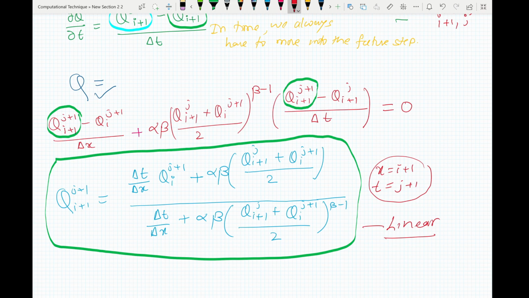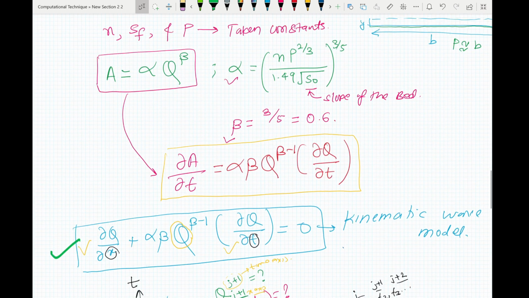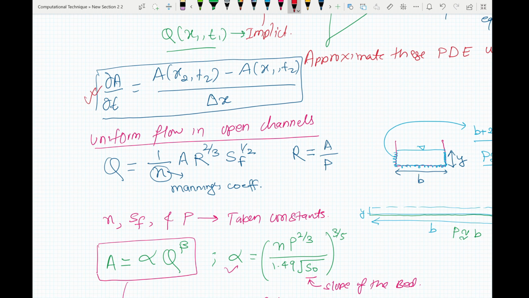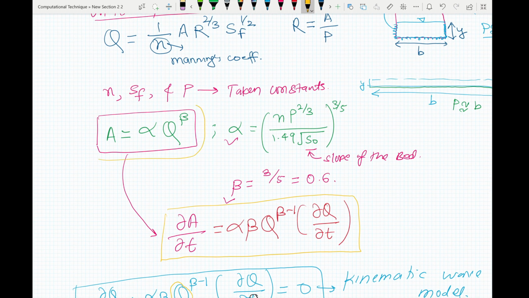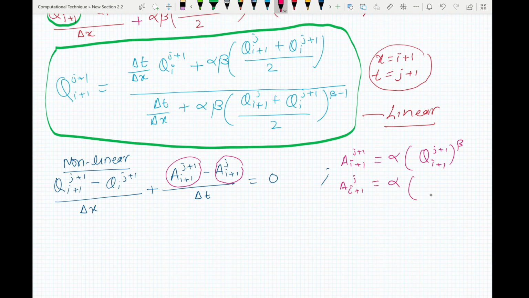Now if you want to look into nonlinear scheme, then what you have to do is you have to find dA by dt, this one, directly rather than using this equation. So now here you have to find values of your area at different sections of the channel in different times independently. So what you'll get here is A i plus 1 j plus 1 will be equal to alpha q i plus 1 j plus 1 to the power beta, and your A i plus 1 j will be equal to alpha q i plus 1 j to the power beta, and then you substitute these values back here.